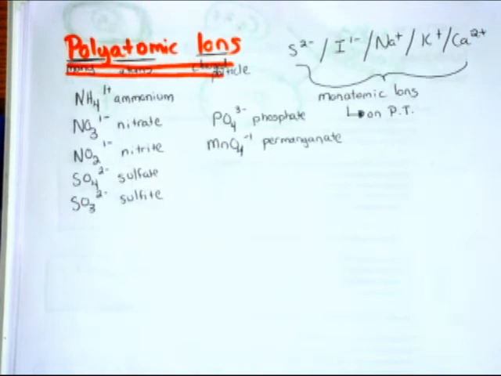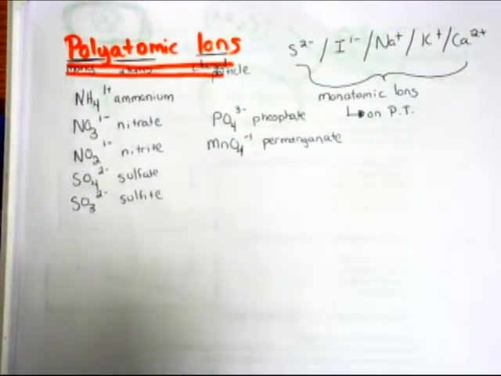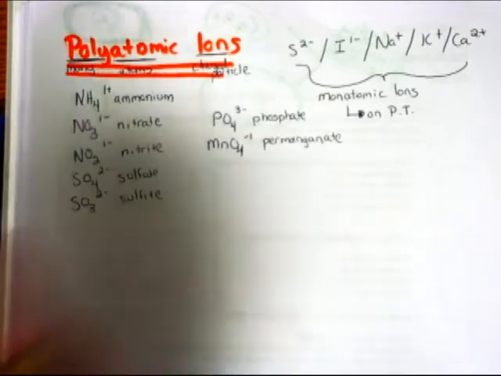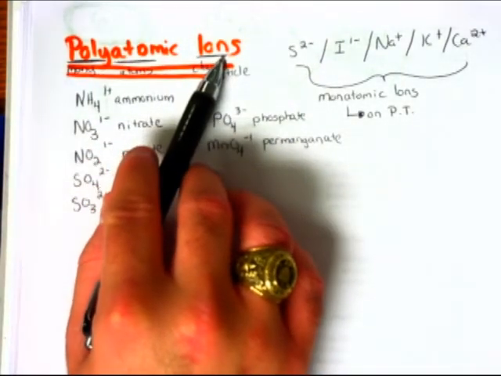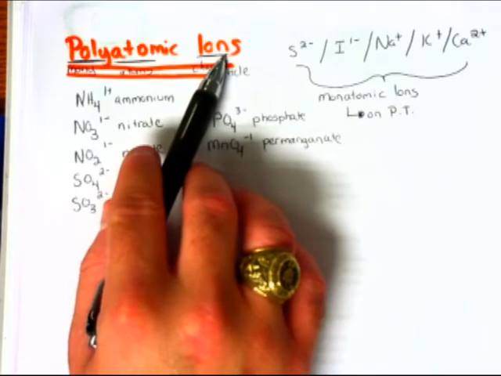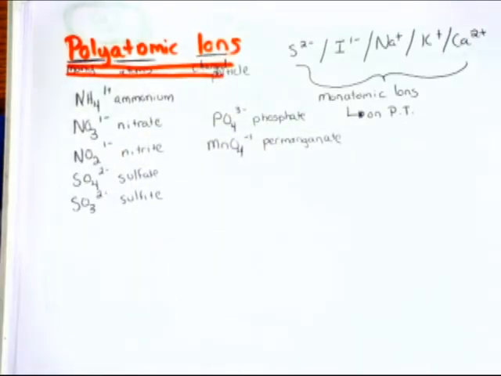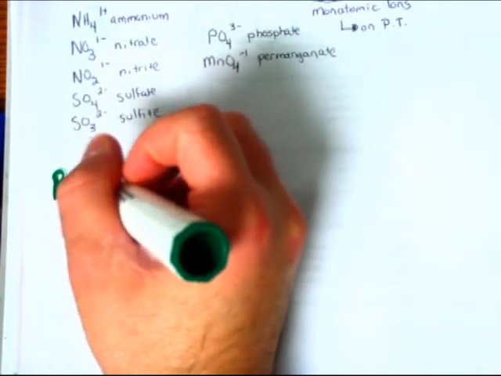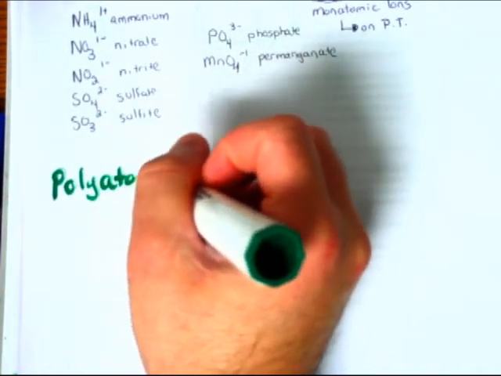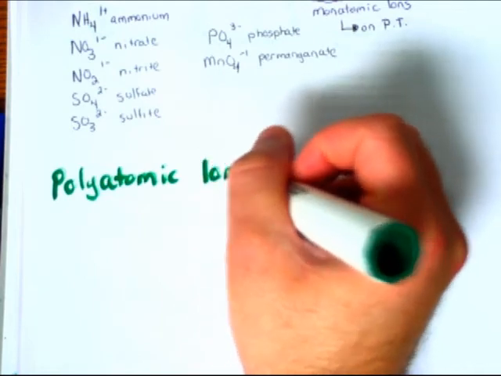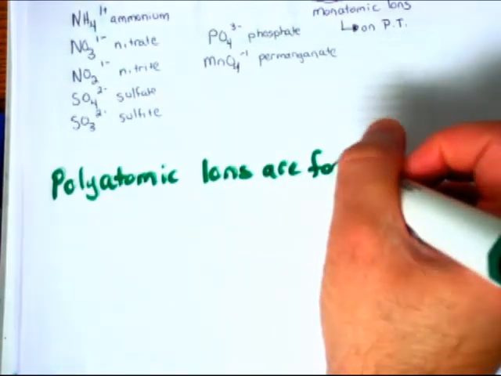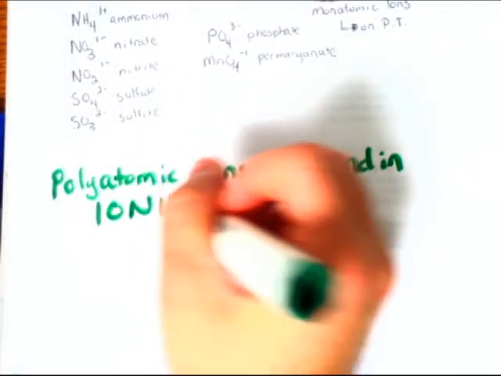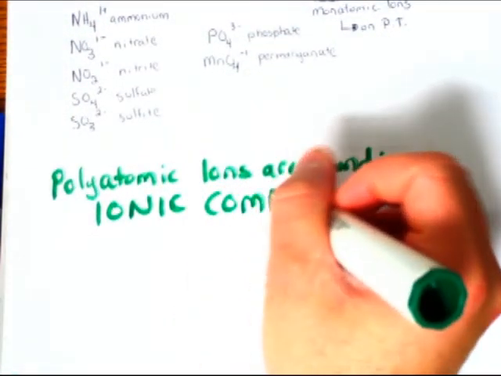Now let me ask you this question real quick. Would you expect these to be in ionic or covalent compounds? Look at the name. What are they called? Polyatomic ions. Do you think they're in ionic or covalent? Okay. So we could write down that polyatomic ions are found in ionic compounds only.